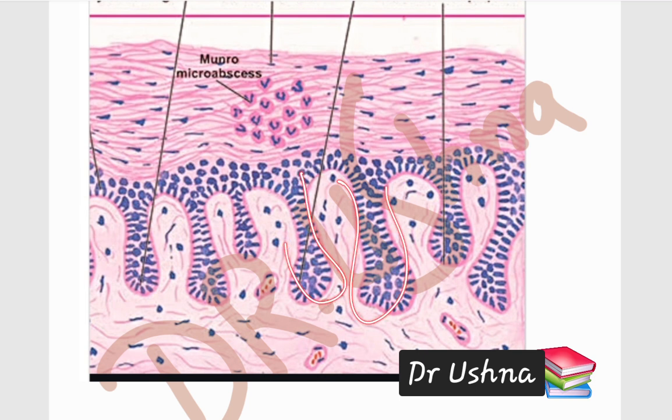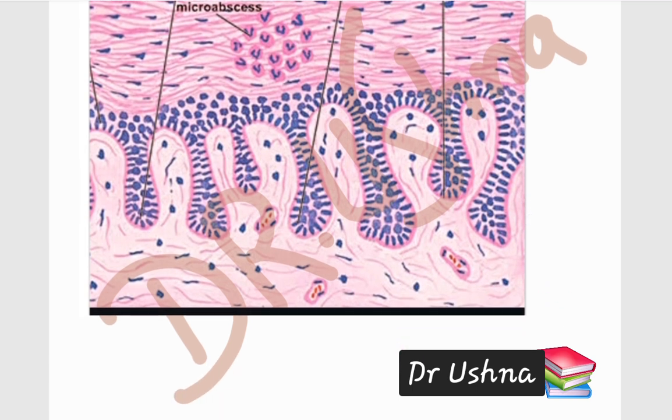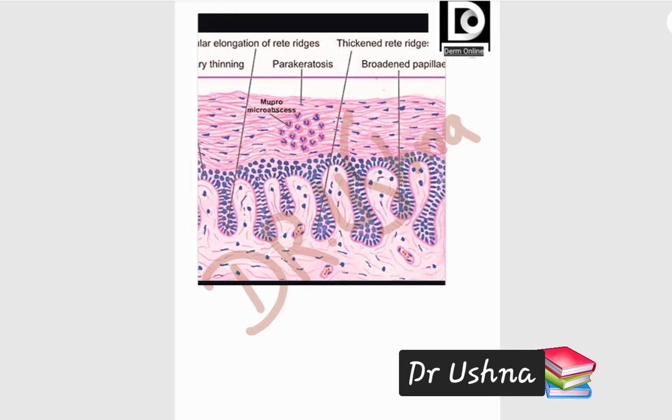These long projections are club shaped rete ridges, like a very even growth of the rete ridges. So these are the club shaped rete ridges, which is again a very marked feature of psoriasis. And along with rete ridges, you have these proliferated capillaries. See, all the capillaries are so prominent. This is known as dilated proliferated capillaries.